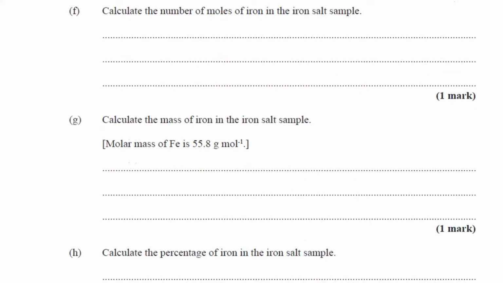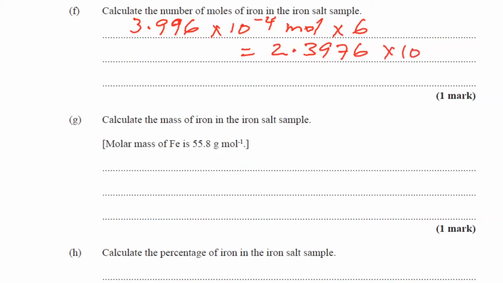We just saw that 1 mole of dichromate reacts with 6 moles of iron. So the number of moles of dichromate that was used from our calculation in part D was 3.996 times 10 to the minus 4. So the number of moles of iron in the sample would be 3.996 times 10 to the minus 4 moles multiplied by 6, which would give us 2.3976 times 10 to the minus 3 moles. We could have rounded that to 2.40.